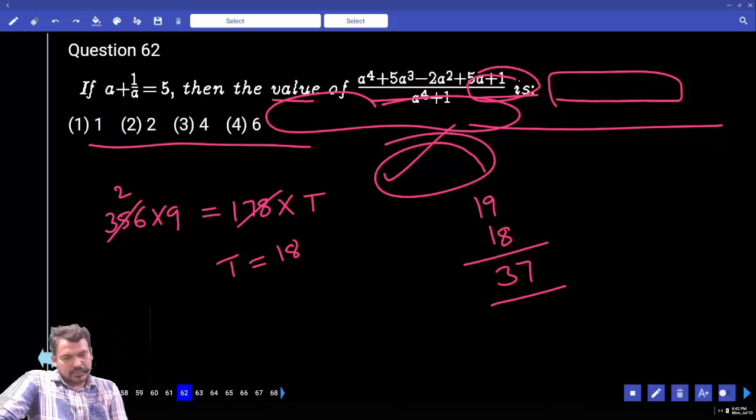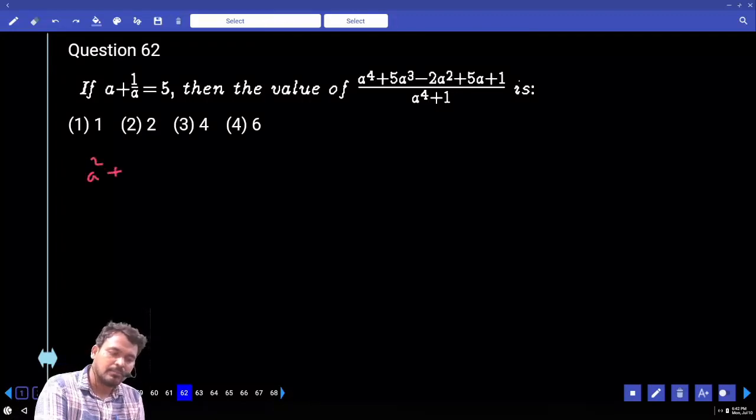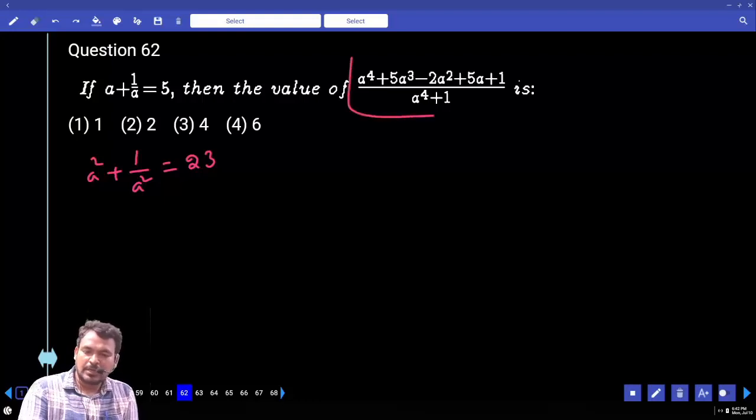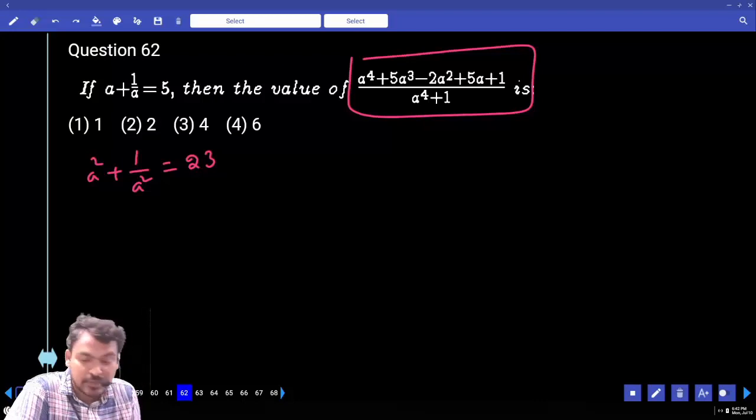Next question, number 62. A plus 1 by a equal to 5. Then what is the value of a power 4 plus 5a cube minus 2a square plus 5a plus 1, by a power 4 plus 1? First, a plus 1 by a equal to 5 means it will be written as a square plus 1 by a square equal to 23. Okay. What is the numerator here? We required a power 4 plus 5a cube minus 2a square plus 5a plus 1, by a power 4 plus 1.